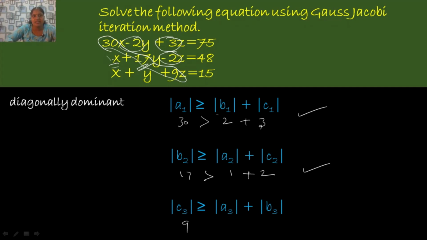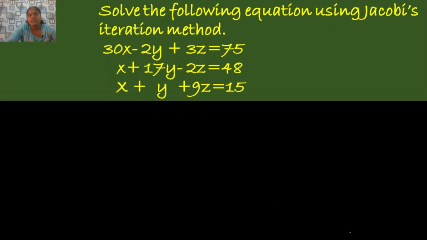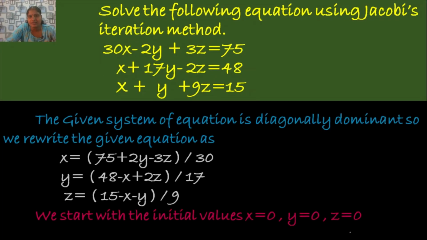So the a3 value is the coefficient of x and y here, which is 1 itself. So the absolute values of these two is nothing but 1 plus 1. So 9 is strictly greater than 2. So it satisfies the diagonally dominant property. Since the given system of equations satisfies the diagonally dominant property, we have to write the given equations in terms of x, y and z.